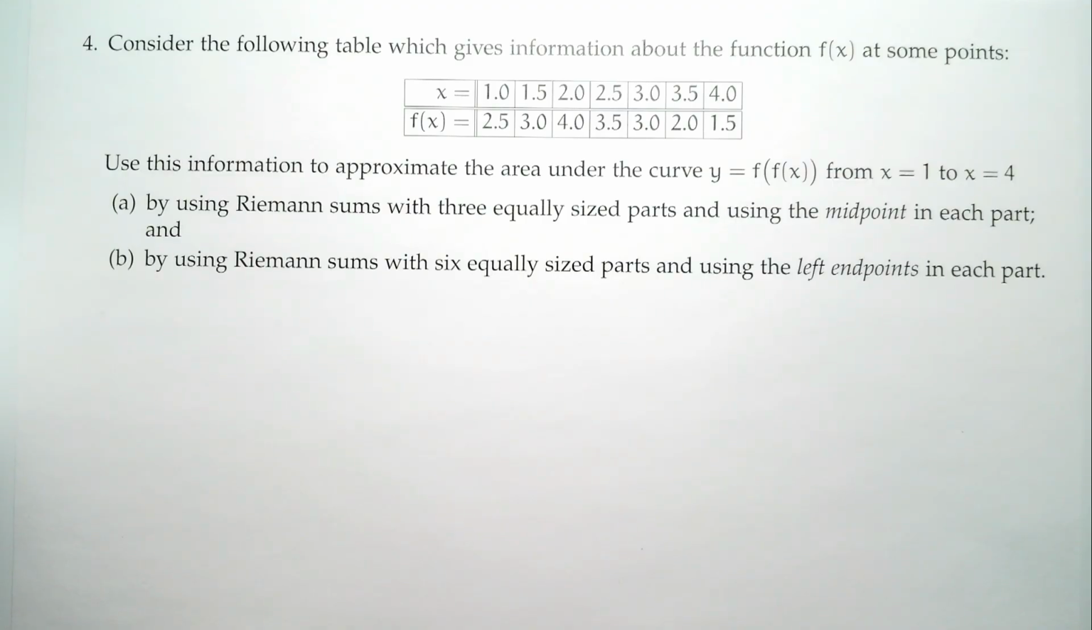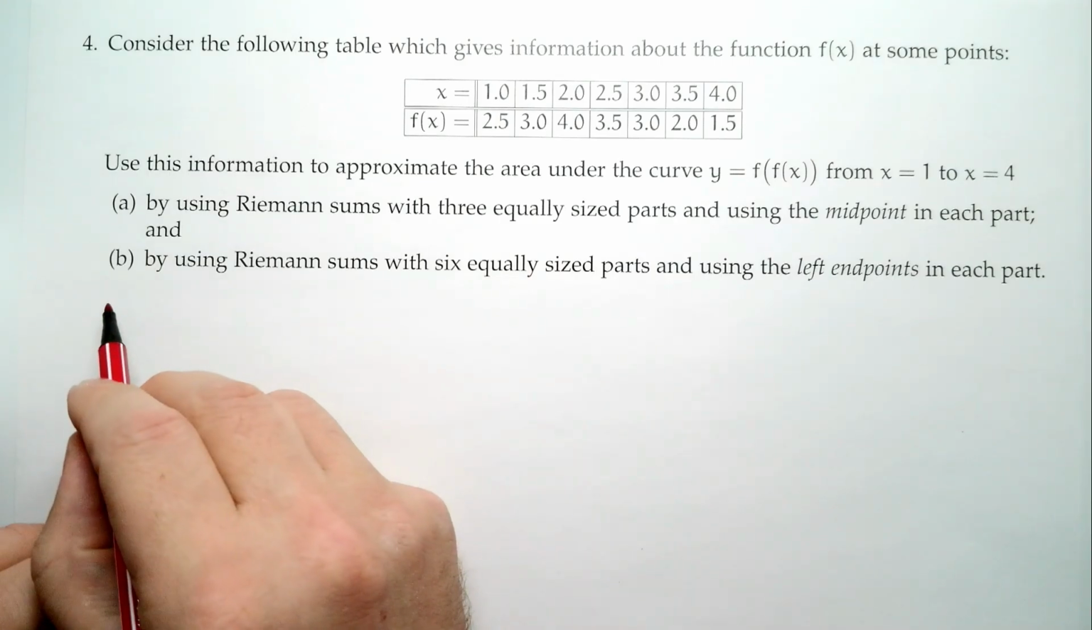A, we're going to use Riemann sums with 3 equally sized parts and using the midpoint in each part. And then B, using Riemann sums with six equally sized parts and using the left endpoints in each part. So, let's start with A.